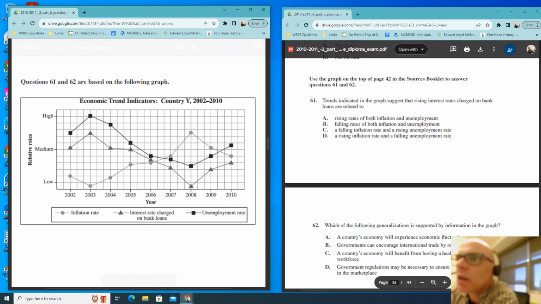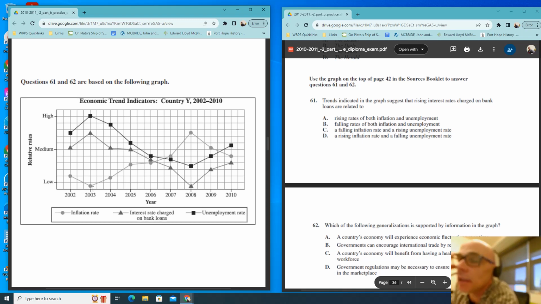Interest rates charged on bank loans. Interest rates on bank loans go high. Unemployment goes up. Interest rates on bank loans go up. Unemployment goes up. Interest rates on bank loans go up. Inflation rate goes down.